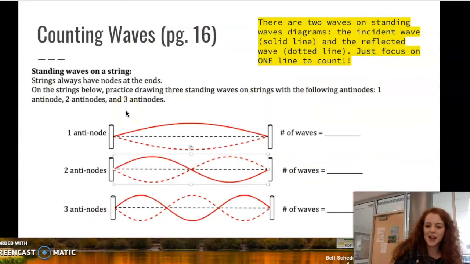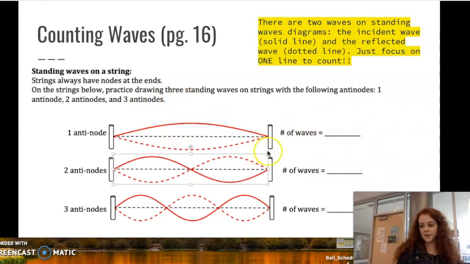All right, so we're going to practice now counting standing waves. So this is on page 16. And what I would like for you to do now is count the number of waves shown in this diagram. So how many waves do you see here?